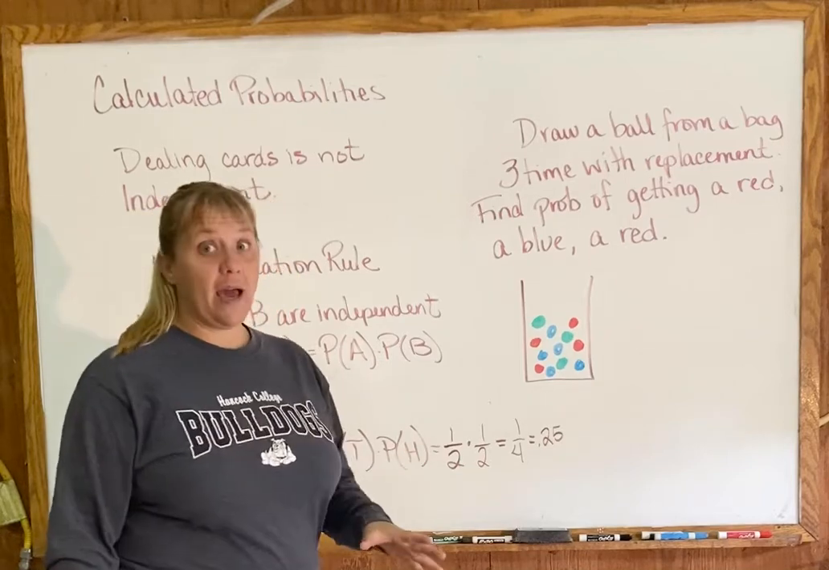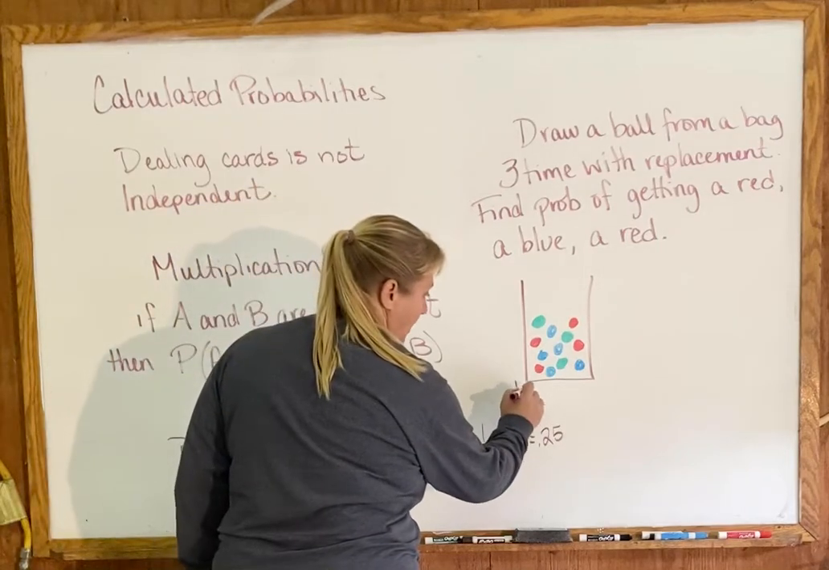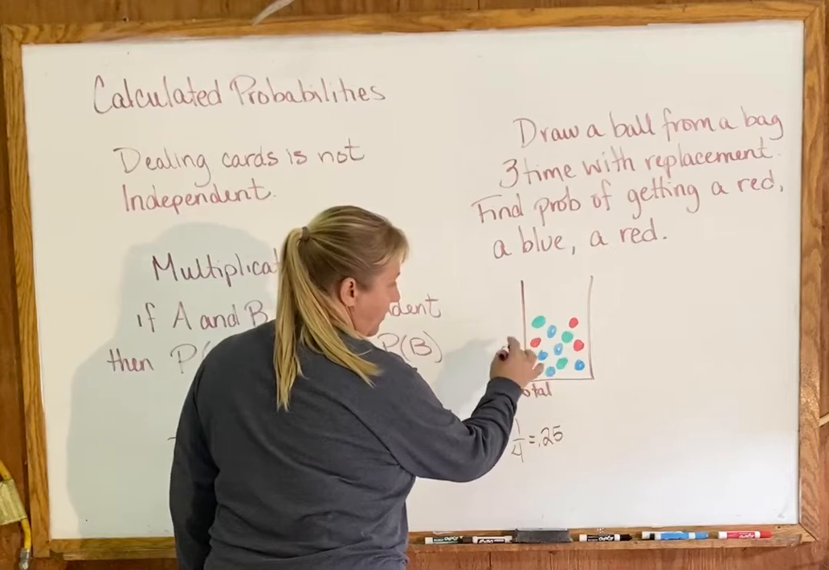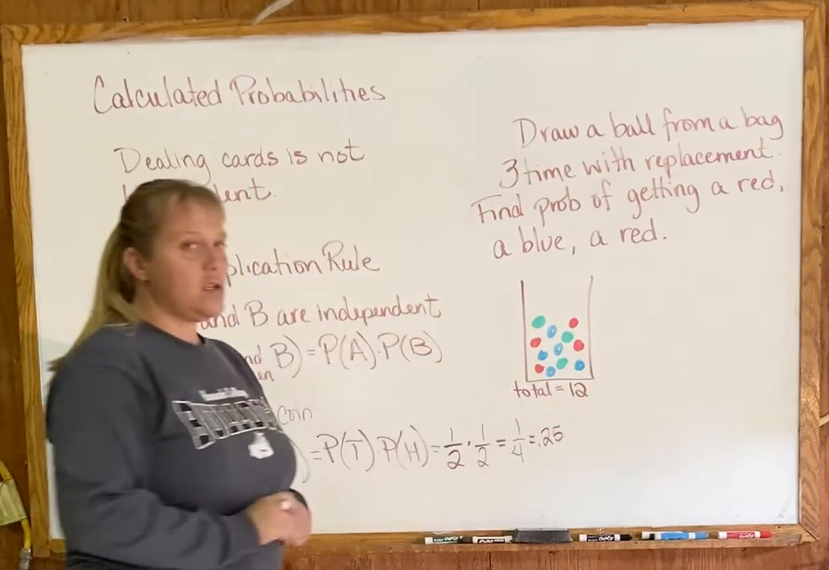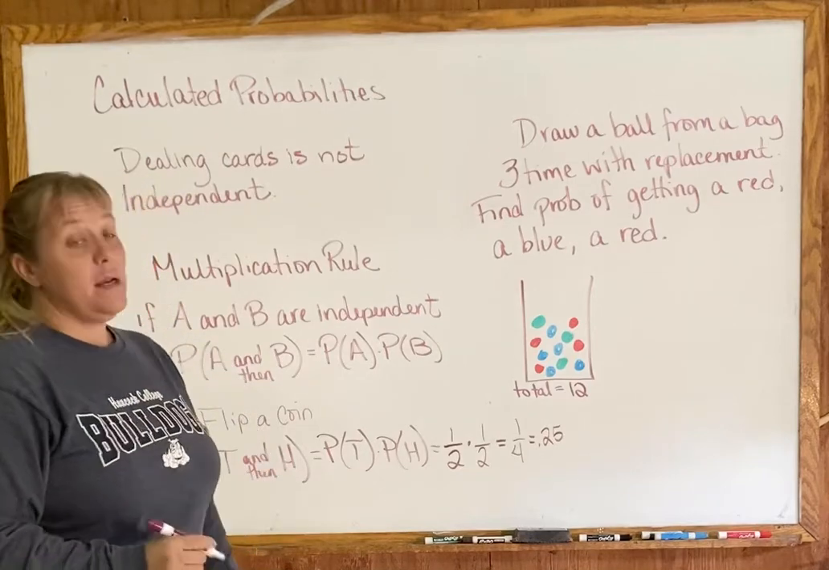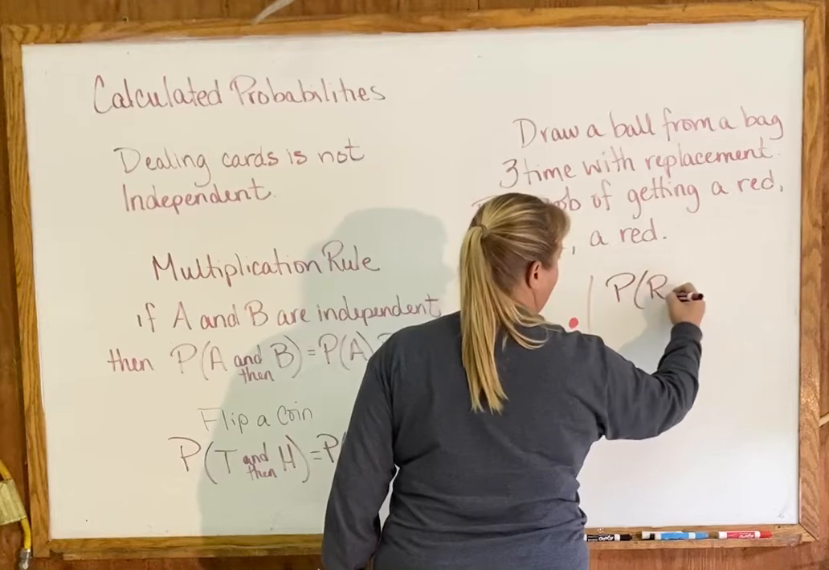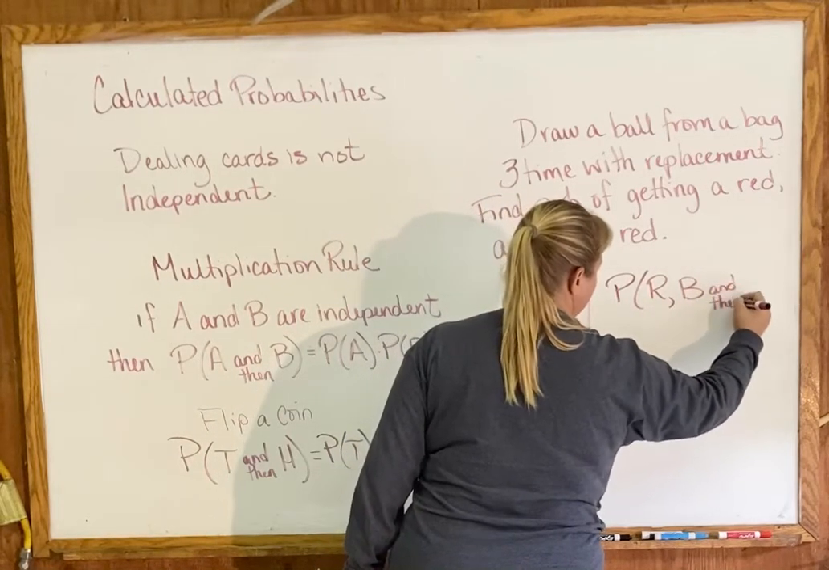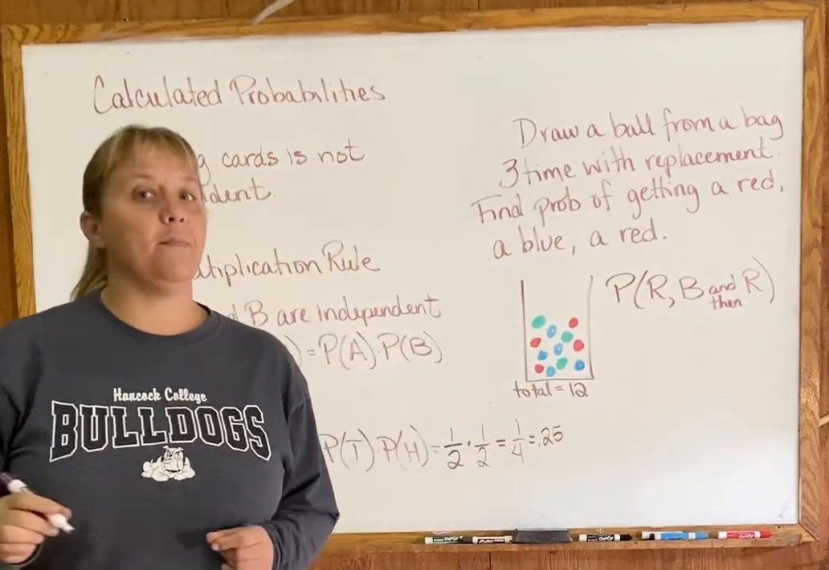So with that, how many balls do we have total? Because that's going to be important to us. So total, we've got 5, 4, and 3, which will give us 12. So there are 12 balls. Now, what I want us to do is to find the probability of getting red, blue, and then red again. But this said with replacement.